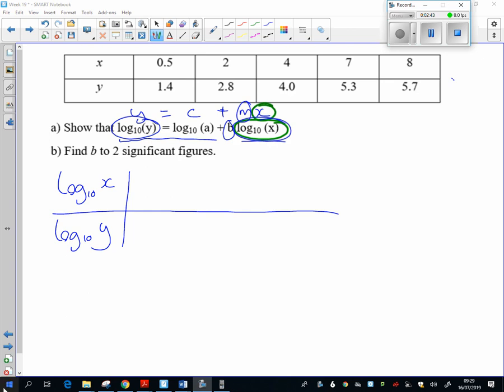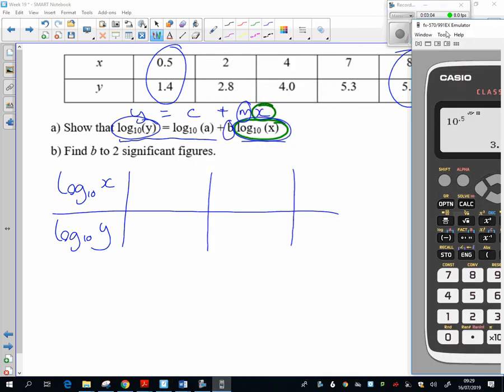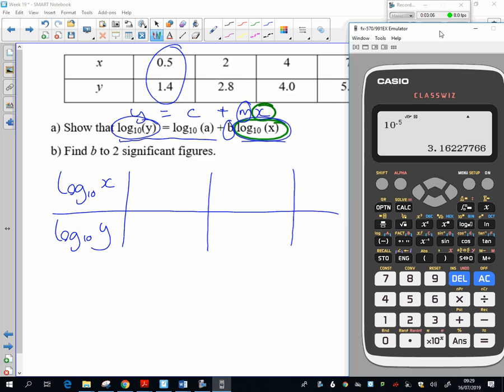And actually, I may just work out the first and last values, because if I'm trying to find the gradient, I want the two most extreme points I can get. So rather than do every single value, on the handwritten solutions we have a table with all the values in. But just to save time here, I'm just going to do the two most extreme values I have.